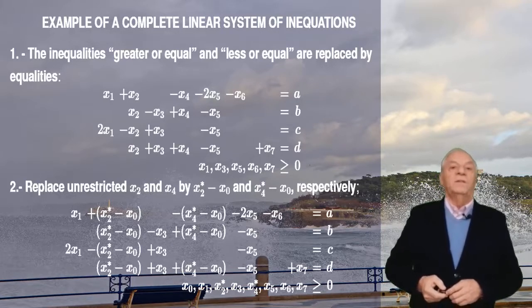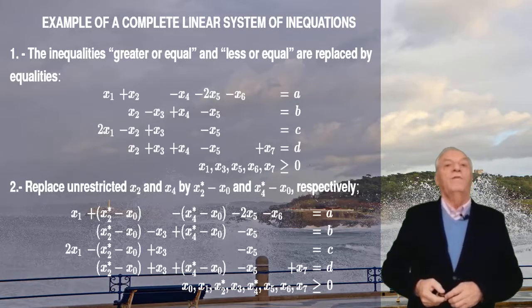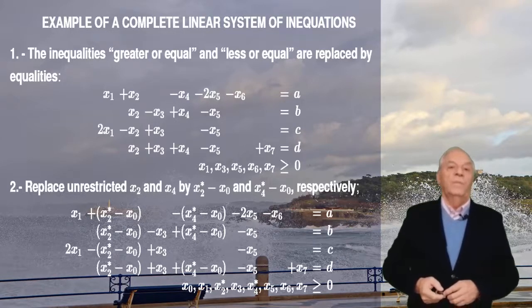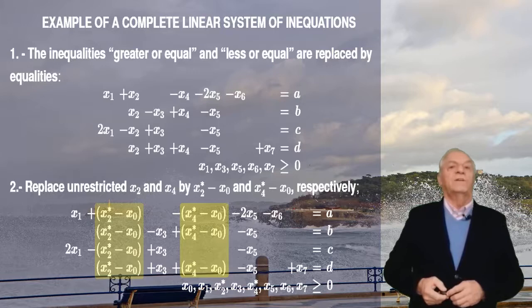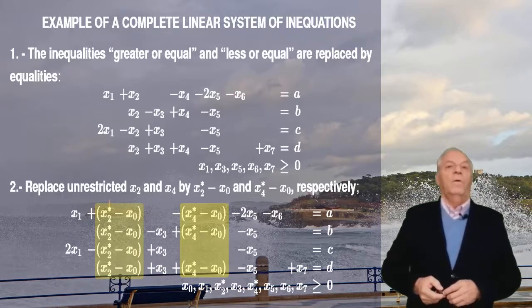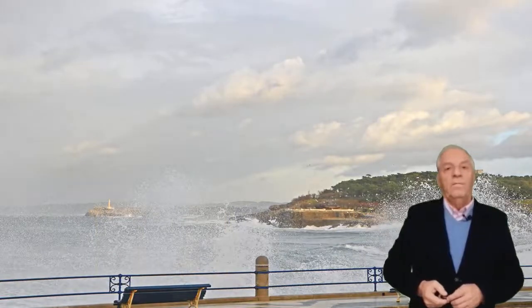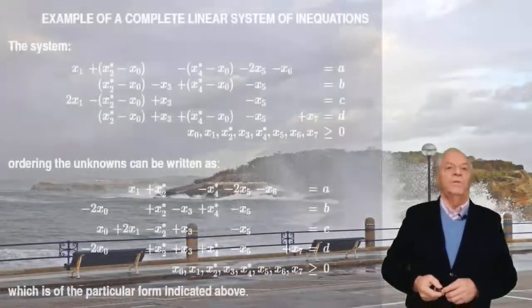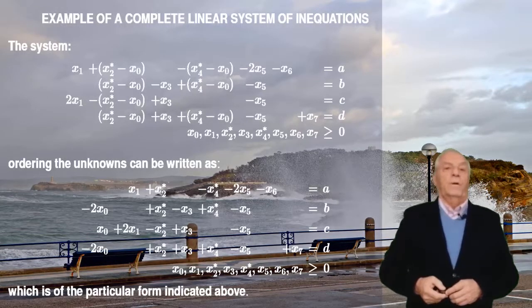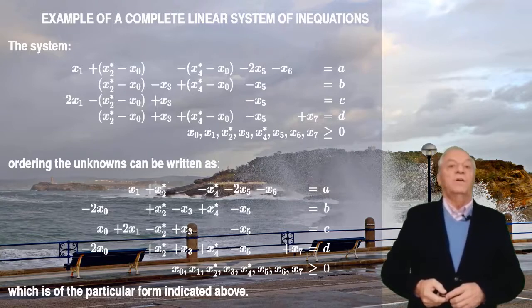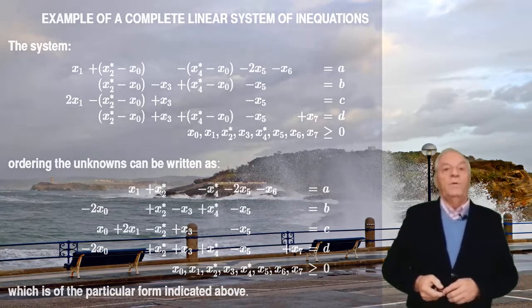So, we replace the unknowns x2 and x4 by a difference of two non-negative unknowns. x2 will be replaced by x2 asterisk minus x0, and x4 by x4 asterisk minus x0, where x0 is the common unknown subtracted from all of them that need it. Then, after these replacements and posterior simplifications, we get the equations that appear there. This system, which is equivalent to the first, already has all its equations written as equalities, and all unknowns are non-negative. Then we are in the previous case.